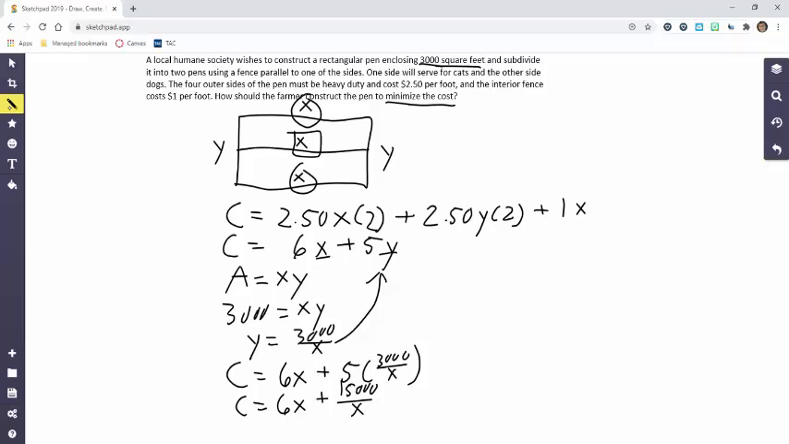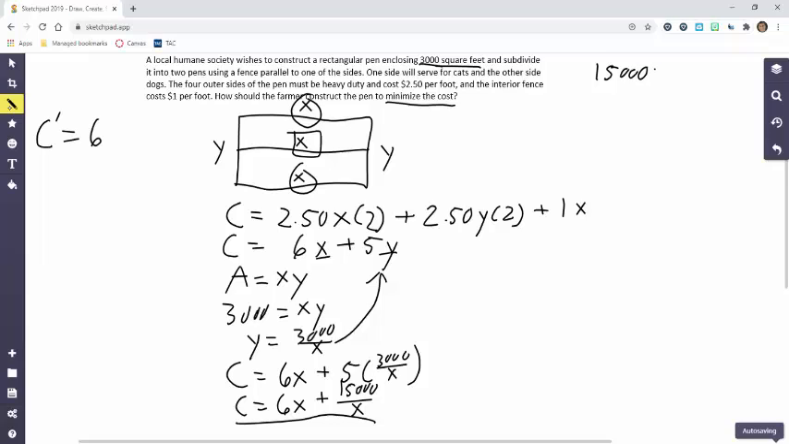Now we're using the extreme value theorem here, which says that we get our min and max when the derivative equals 0. It's a little more complicated than that, but that's the gist of it. So I'm going to go ahead and take the derivative of this equation. So C prime, the derivative, is the derivative of 6x, which is just 6, because we're taking the derivative with respect to x. And then, if you remember, 15,000 divided by x can be rewritten as 15,000 times x to the negative 1. And we can apply the power rule.